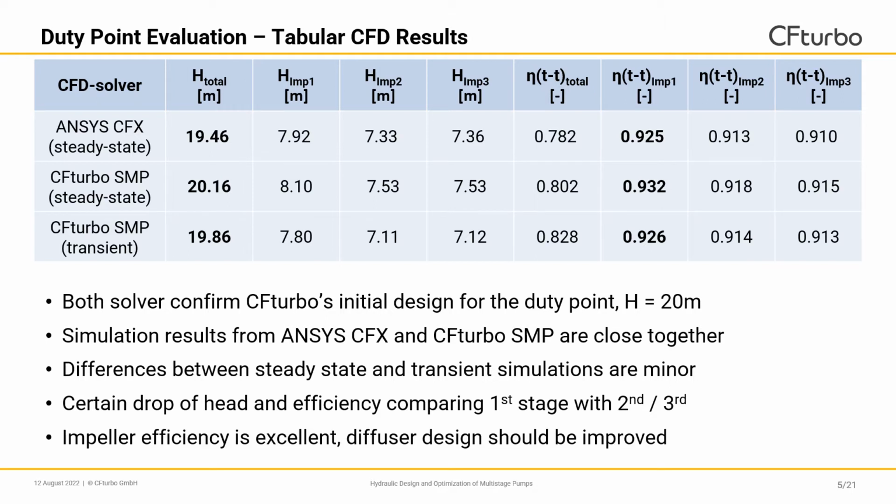So we conclude that the impeller efficiency is quite excellent, but if we compare the impeller efficiency to the overall efficiency of the machine, we can see that there are some losses occurring in adjacent components, and therefore we should conclude that the diffuser design should be improved.